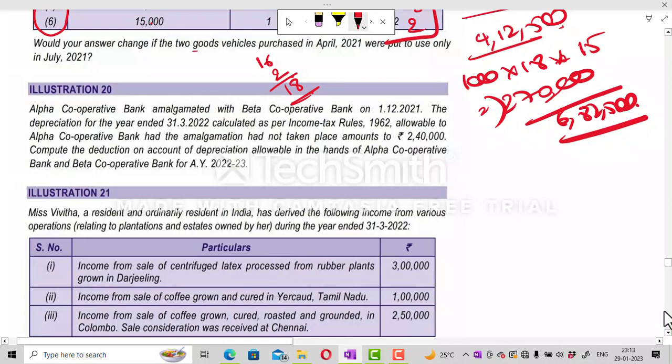Would your answer change if two goods vehicles purchased in April were put to use only in July? I already said if a vehicle is there, we have to calculate presumptive taxation on them. There is no need to check whether it is put to use or not.